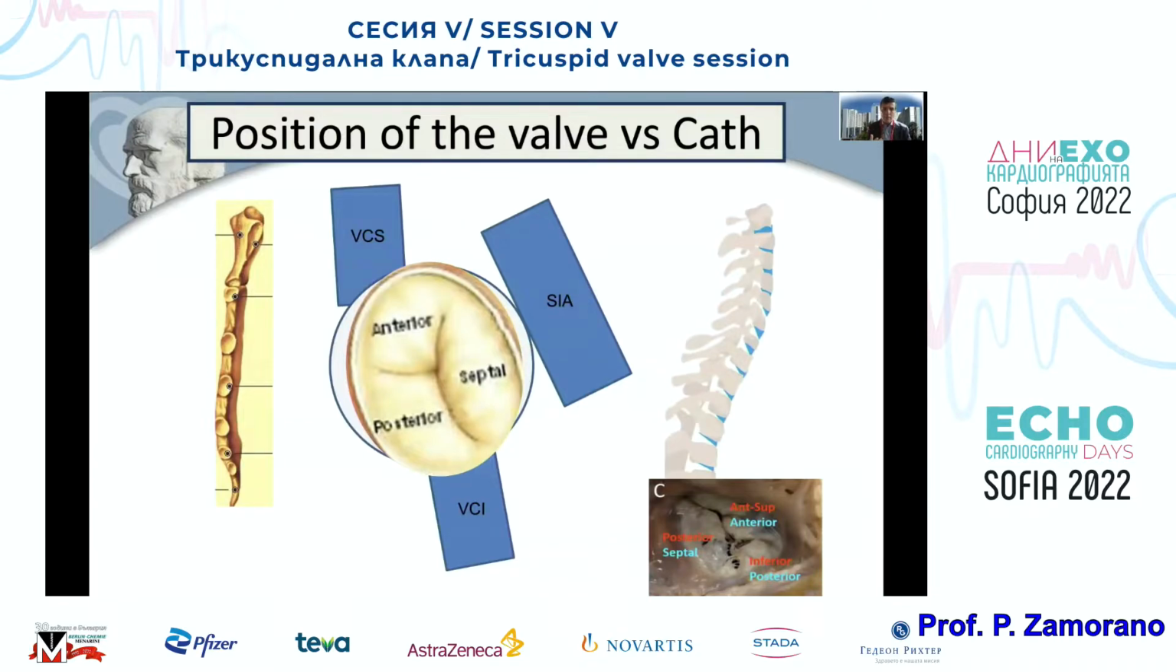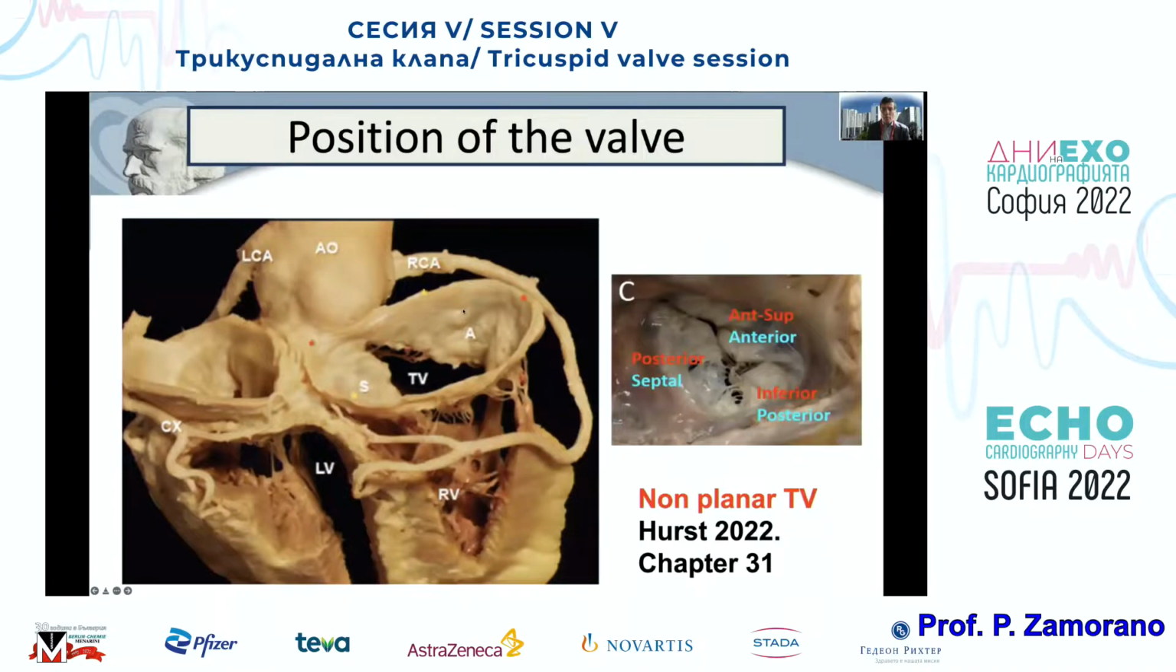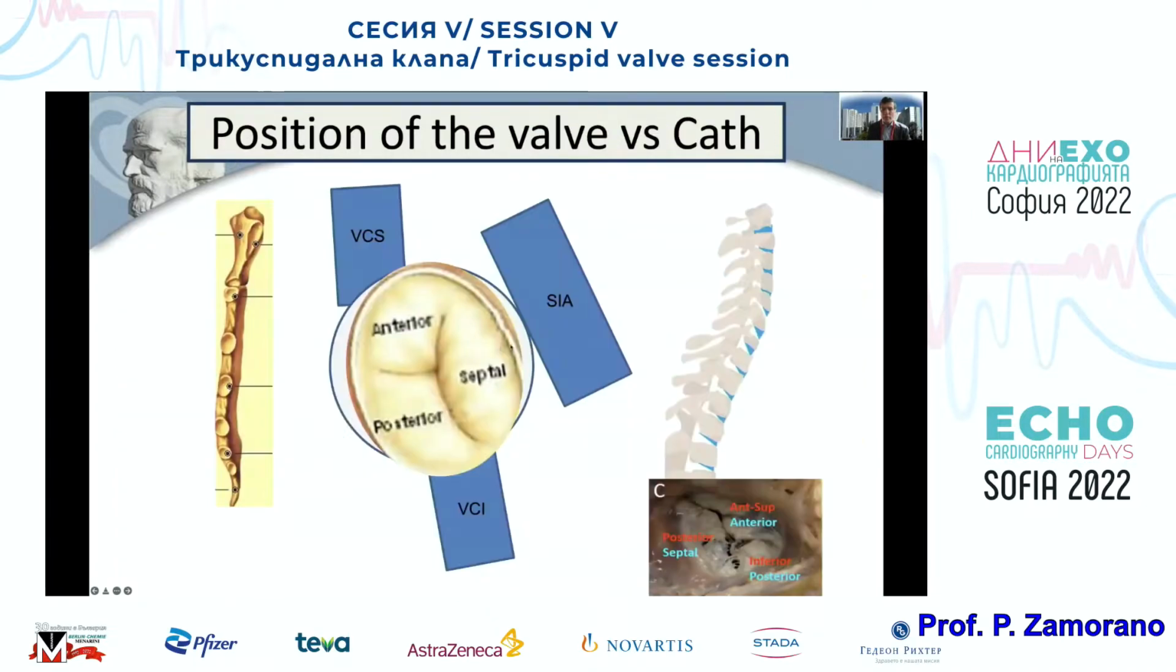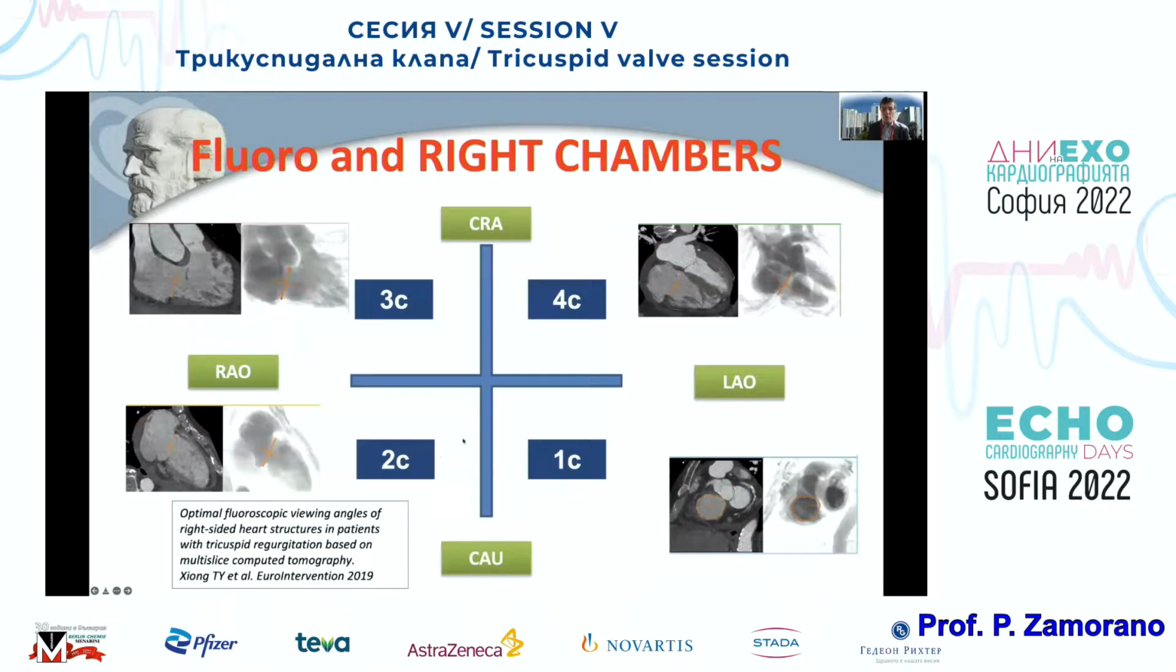And this is important because when you perform an echo inside the cath lab for clipping the valve or for a cardioband, you need to know that when you move the catheter towards the superior vena cava, this means the anterior superior leaflet. If you move to the interatrial septum, this is septal, and if you move to the inferior vena cava, it is posterior. So in fact, we should speak the same language.